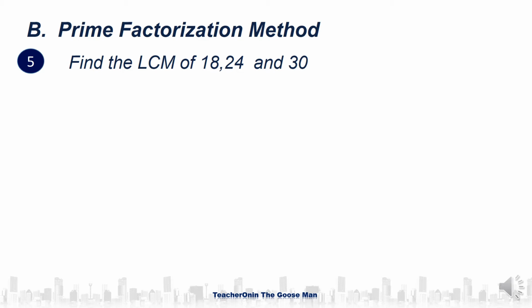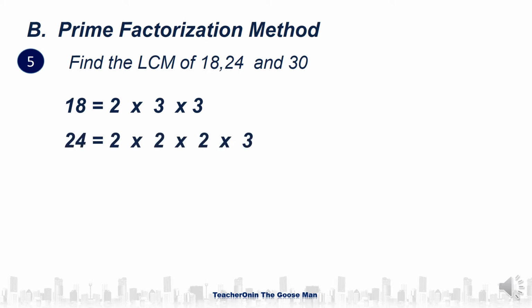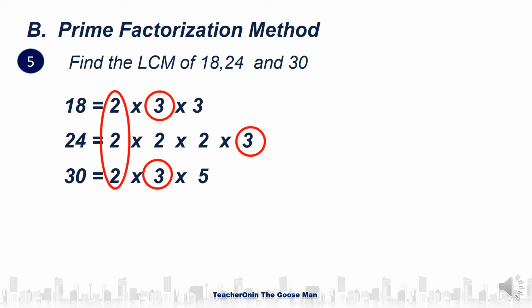First, I'll list down all the prime factors of 18, 24, and 30. So I have 18 is equal to 2 times 3 times 3, while for 24, we have 2 times 2 times 2 times 3, and for 30, we have 2 times 3 times 5. Then encircle the common factors. So we have 2 and 3.